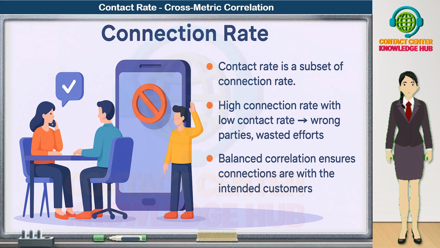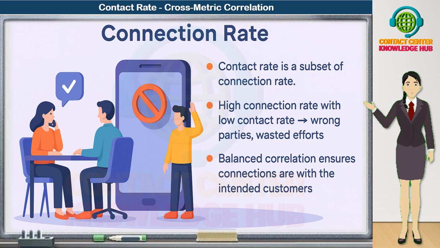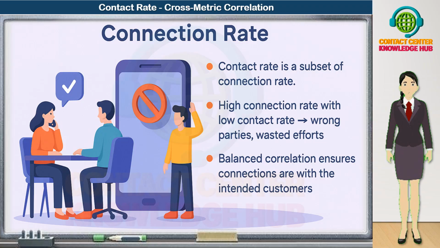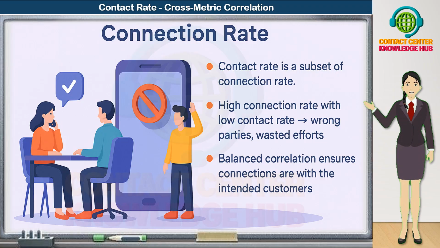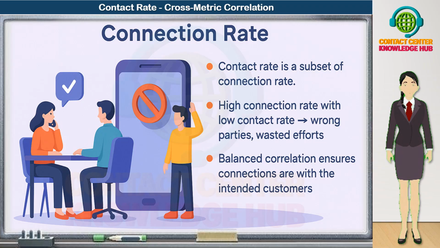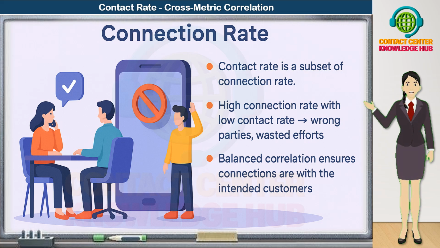When you see a high connection rate but a low contact rate, it's a red flag. It means your team is connecting frequently, but with the wrong people, resulting in wasted time and effort. The goal is to maintain a balanced correlation between the two metrics, where most of your connections translate into verified, meaningful customer conversations. Impact. The relationship between connection rate and contact rate ensures that your outbound activity is not just busy, it's effective and targeted.